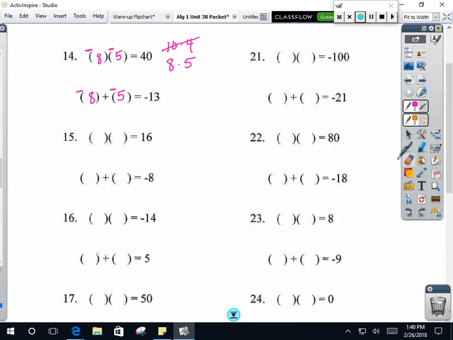All right, number 15. What are some numbers that multiply to give you 16? 4 and 4. But to add up to give you a negative 8 and still multiply to a positive, they both need to be negative.